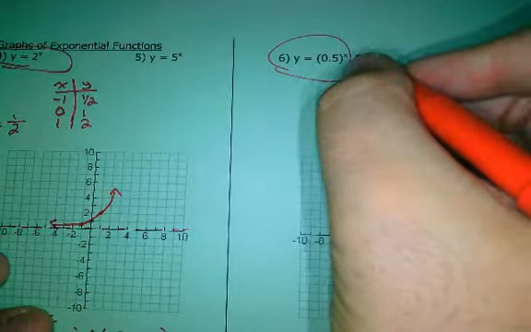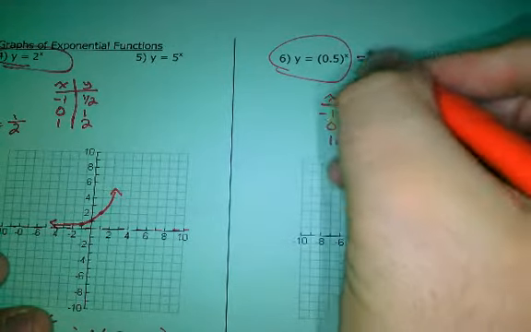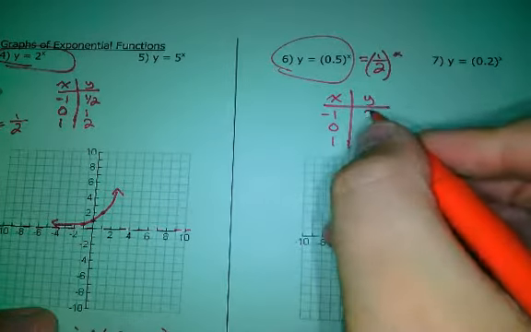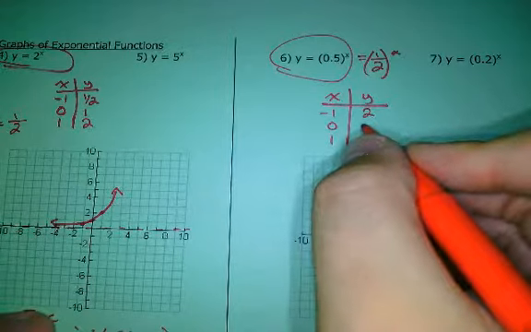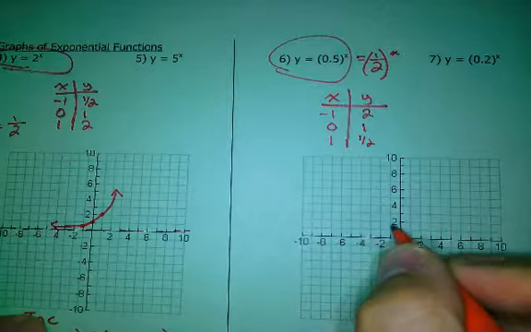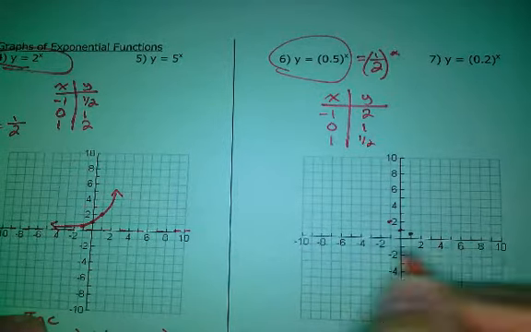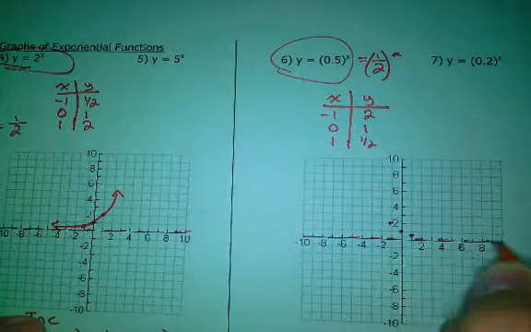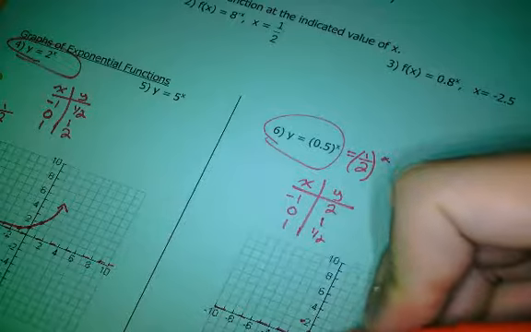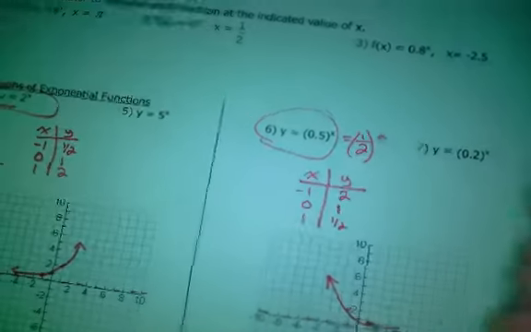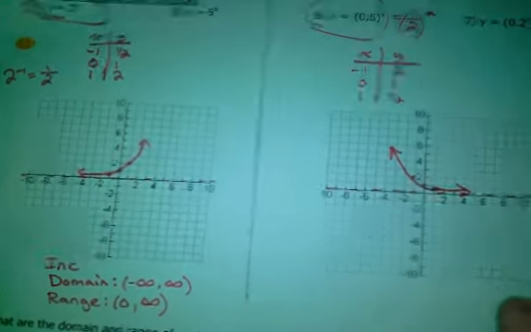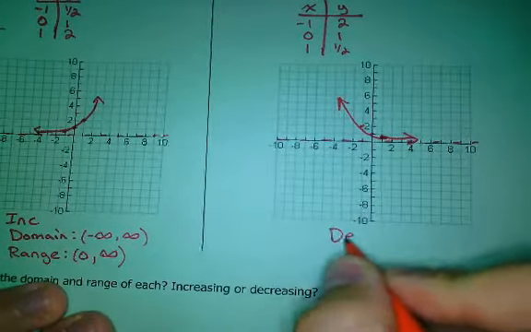So 0.5, isn't that really 1/2? So what is 1/2 to the -1? It's 2, because it's the reciprocal. What's 1/2 to the 0? 1. And then what's 1/2 to the 1? Horizontal asymptote. And then this really looks like the same graph, doesn't it? Except it's just... I could have drawn a better graph than that. Oh well. This is decreasing.